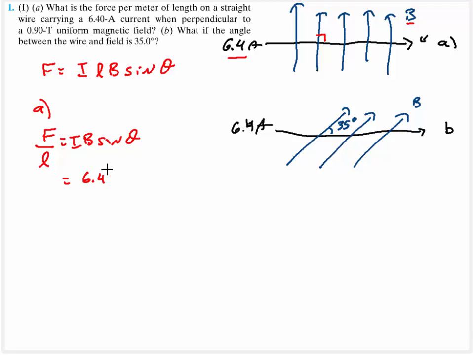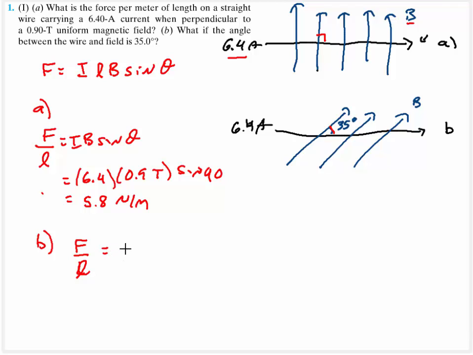So it's going to be 6.4. We have a 0.9 Tesla magnetic field, sine of 90, and we're going to come out with a force per unit length of 5.8 newtons per meter. Now for part B, very simply, same thing, only the angle between them is 35 degrees. So the force per unit length is going to be equal to the current, 6.4, multiplied by 0.9, and then sine 35. It's going to work out to be 3.3 newtons per meter.